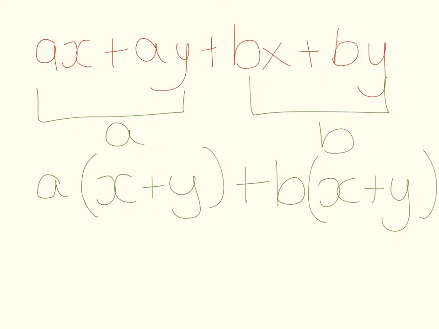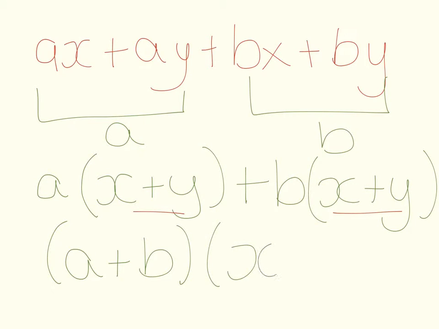Now you'll notice that what ends up in my middle bracket is actually the same on both sides. And now we combine everything together. So we're left with a plus b, multiplied by x plus y. The a and b have both merged from here, and my x and y have come down here.